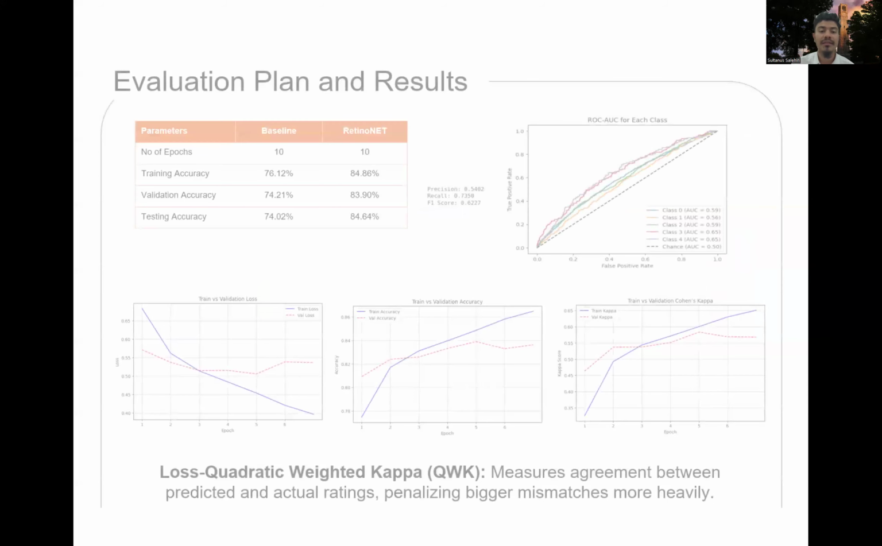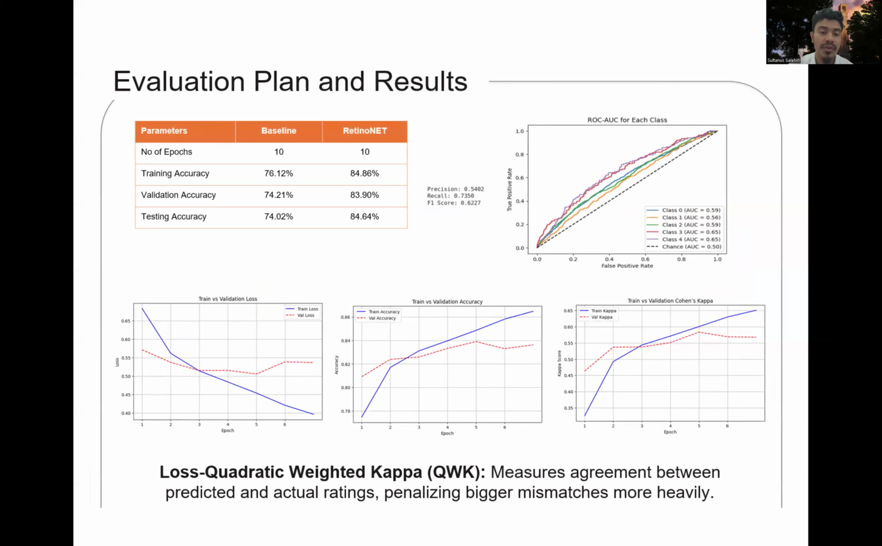If we move on to the evaluation plan, if you can see the leftmost table, for the baseline model, the accuracy and losses were a bit plateaued throughout the whole 10 epochs. But for RetinoNet, which we built from the backbone of EfficientNet, it performed really well in terms of accuracy. And the ROC AUC curve you can see here is for the baseline one. It did not perform well at all. But the last 3 curves here are the trained versus validation loss, trained versus validation accuracy, and trained versus validation Cohen kappa.